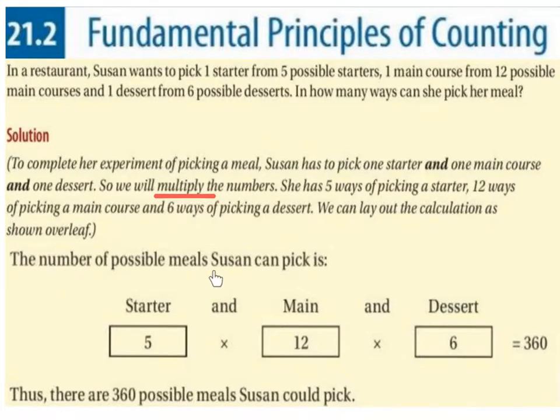The number of possible meals Susan can pick is 5 starters multiplied by 12 mains multiplied by 6 desserts, which is 360. Thus, there are 360 possible meals Susan could pick.